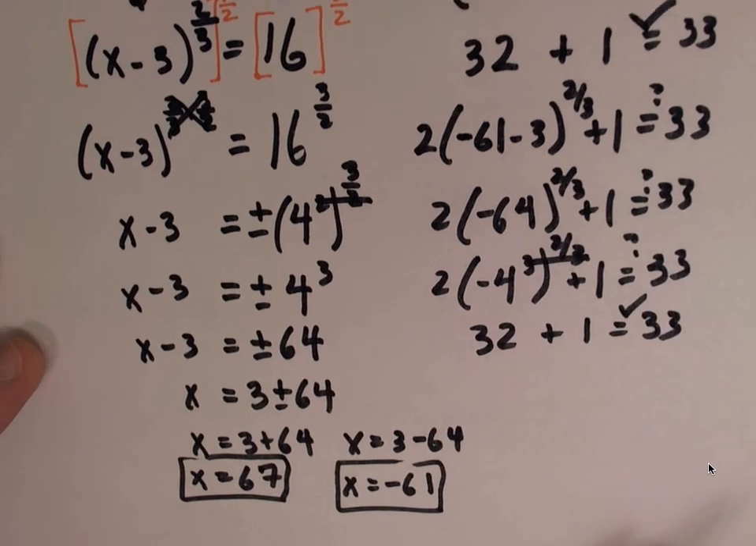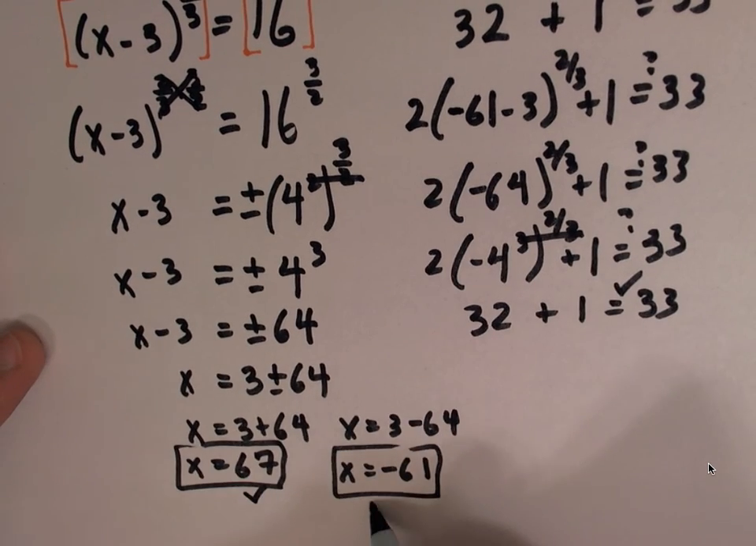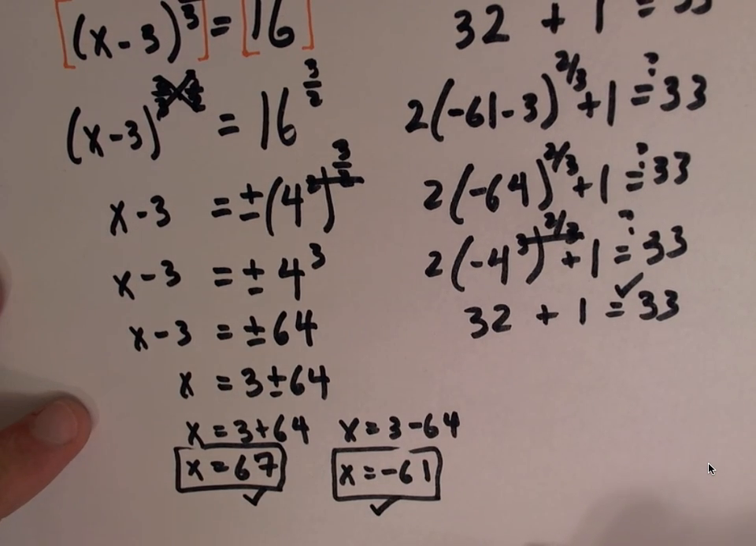So it looks like both 67 and negative 61 are solutions. Neither one is extraneous.